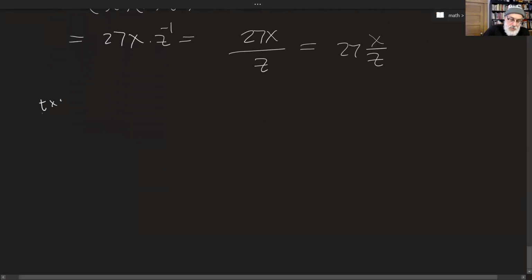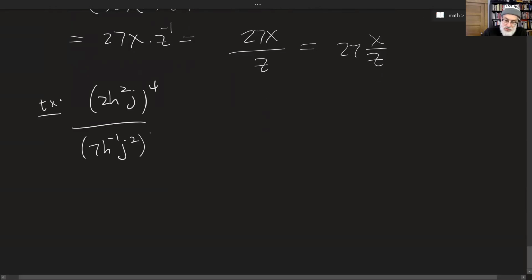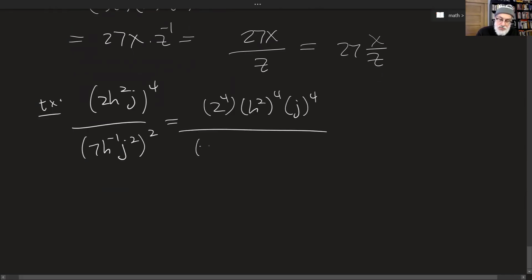Another example. Let's mix up some variables and keep using x's, y's, a's, and b's. What about h and j? So 7, h to the negative 1, j squared, all squared. I'm going to apply the rule on the numerator and denominator, literally moving the 4 to each, being careful with my notation. Do it here as well.